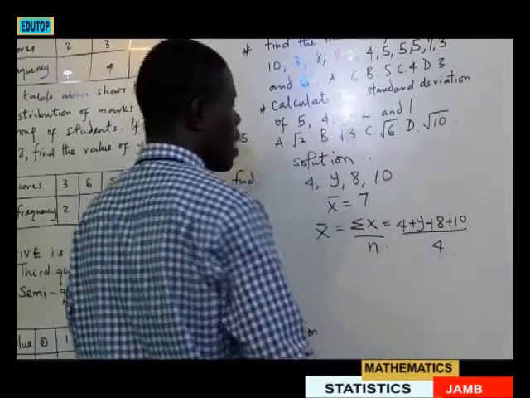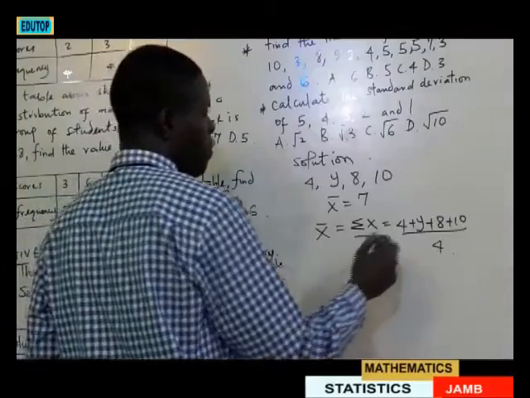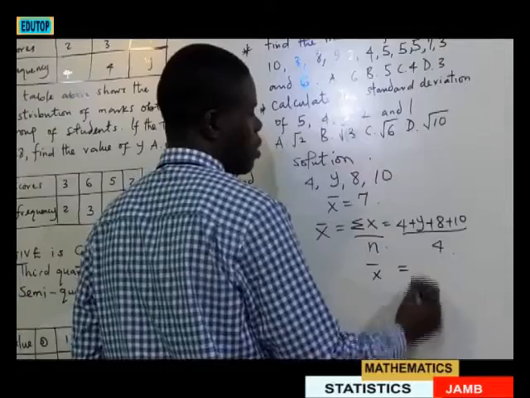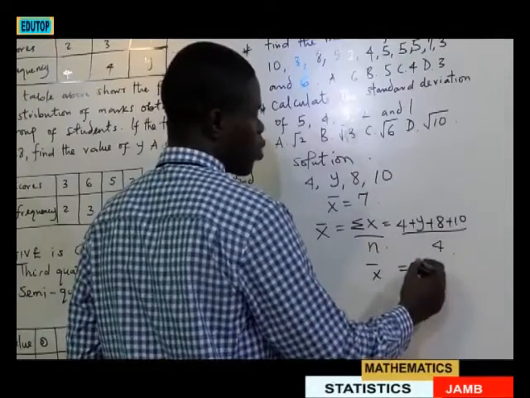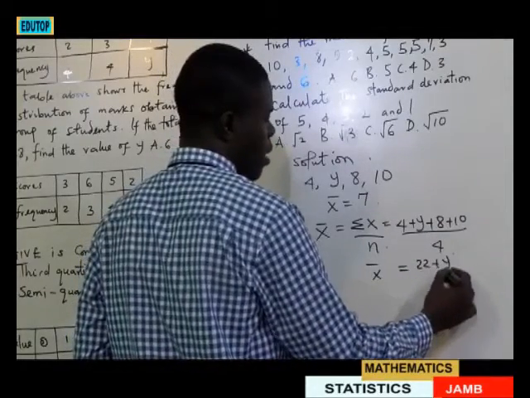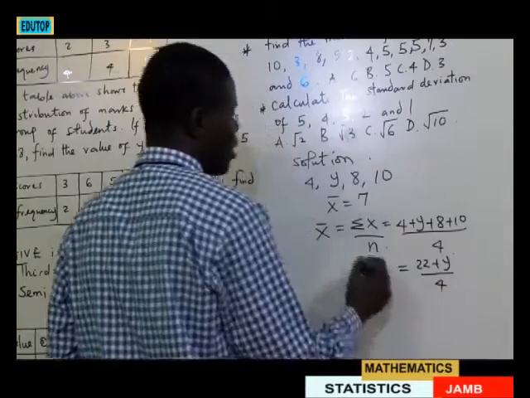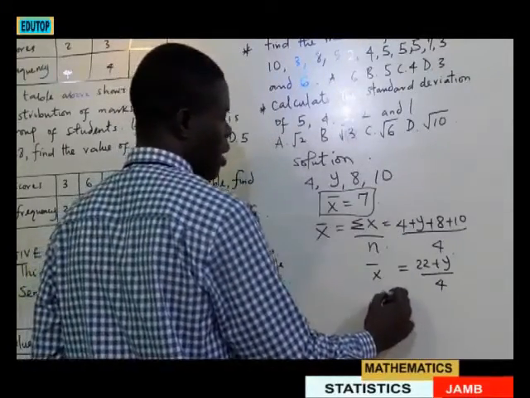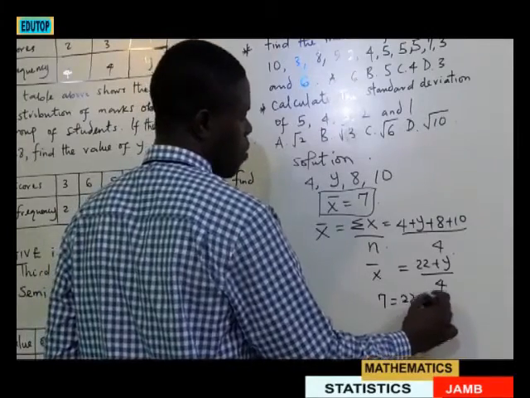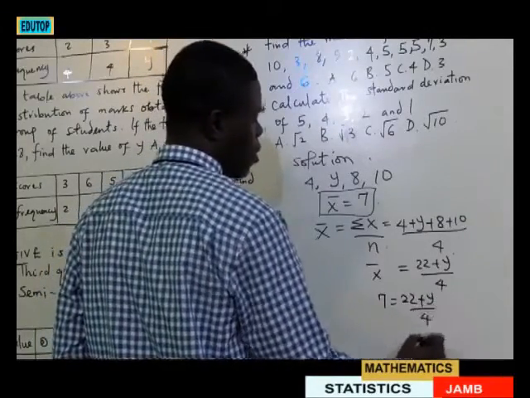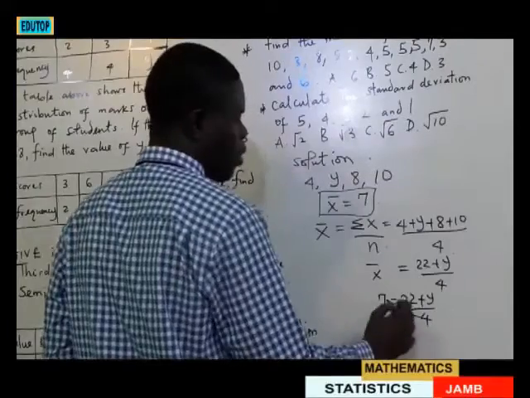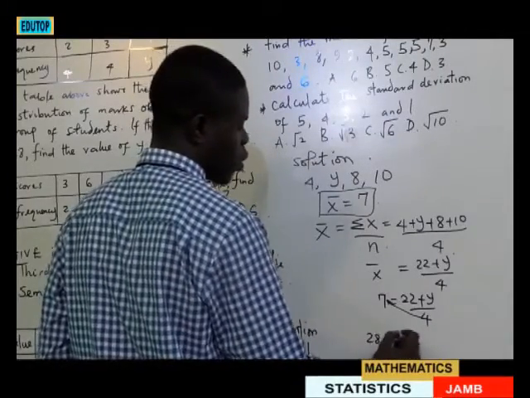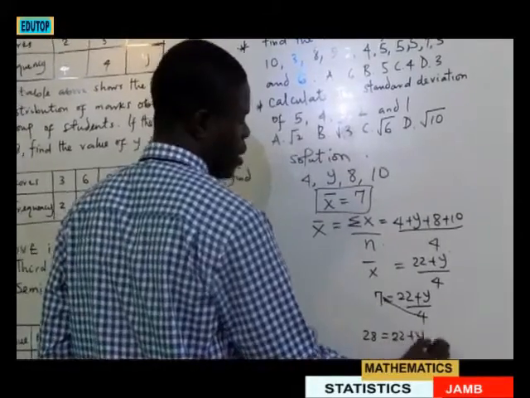So if we add this up now, x bar will be equal to this plus this, 12. 12 plus this, that's 22 plus y over 4. And remember that the x bar has been given to us in the question to be 7. So we just substitute that. That's 7 equals 22 plus y over 4. And we cross multiply. By the time we cross multiply, we have 7 times 4, that's 28 equals 22 plus y.